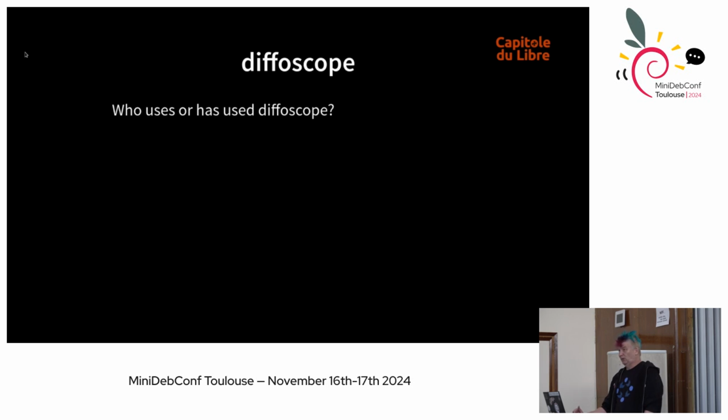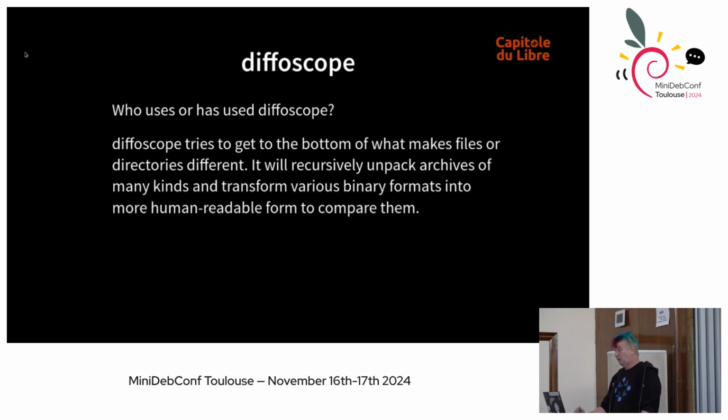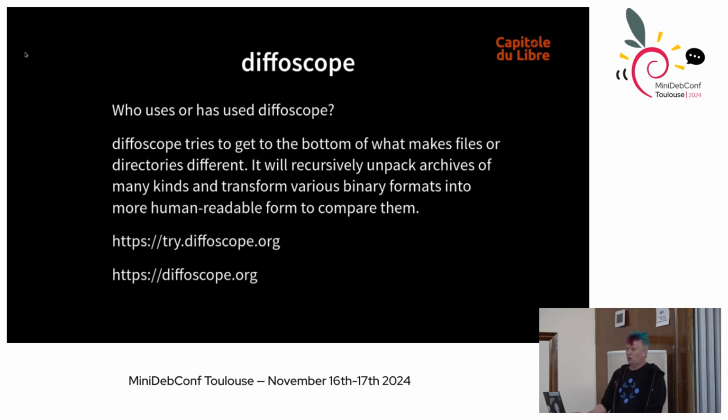And diffoscope, who has used diffoscope? Probably many. Wow, yes. Diffoscope tries to go to the bottom of what makes files or directories different. It will recursively unpack archives of many kinds and transform various binary formats into more human-readable form to compare them. And there's try.diffoscope.org, where you can just upload 2 artifacts and you don't have to install it. If you install it with recommends enabled, it will probably install 3 gigabytes of software because it supports many, many formats. It has text and HTML output and JSON output, but it really supports any file format you can imagine.